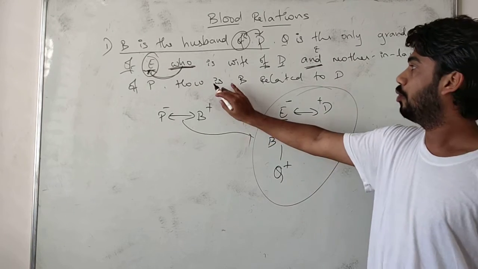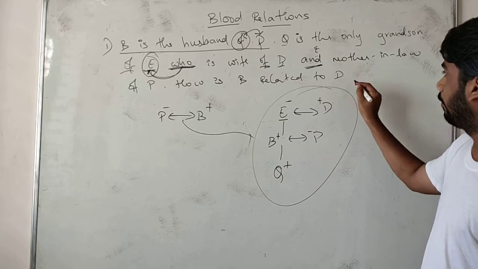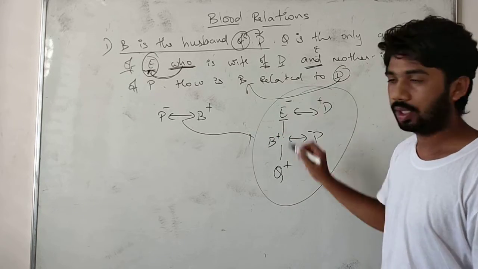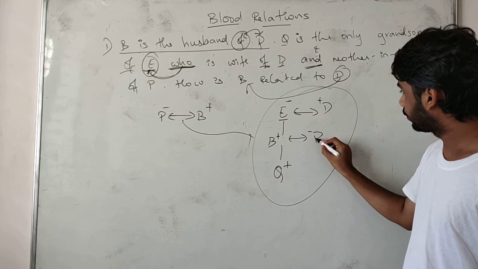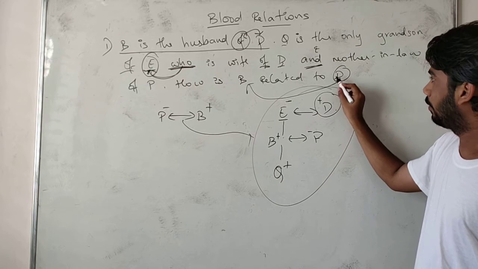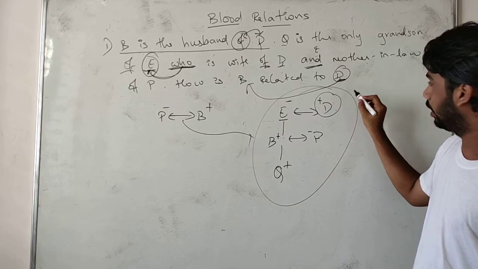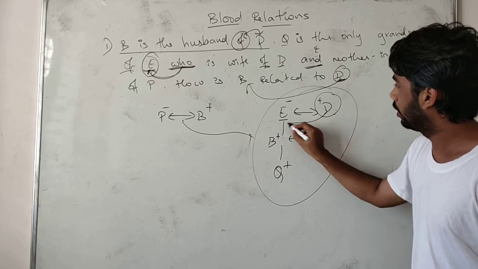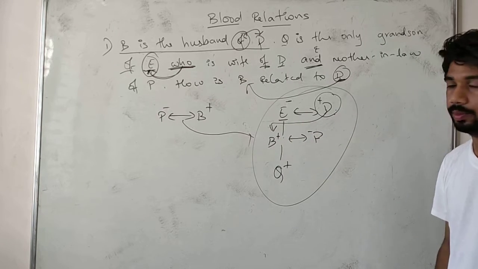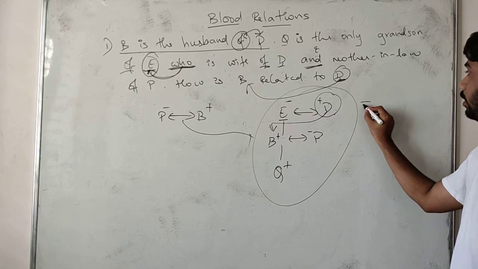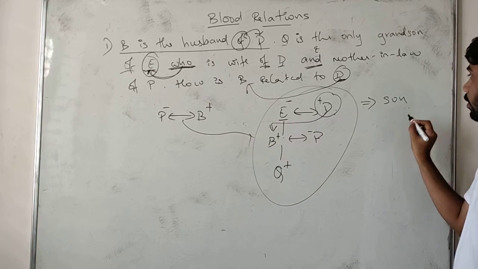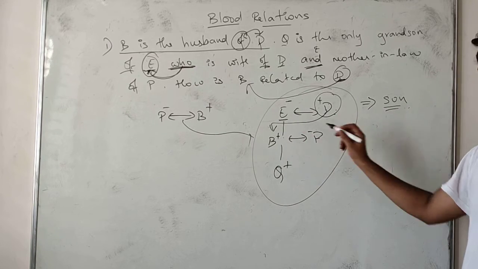Now, students, how is B related to D? The question is from D. D is here, students. From D, of course first we will take D. From D to B. Okay, students, what will be the relationship? From D to B, it is son.